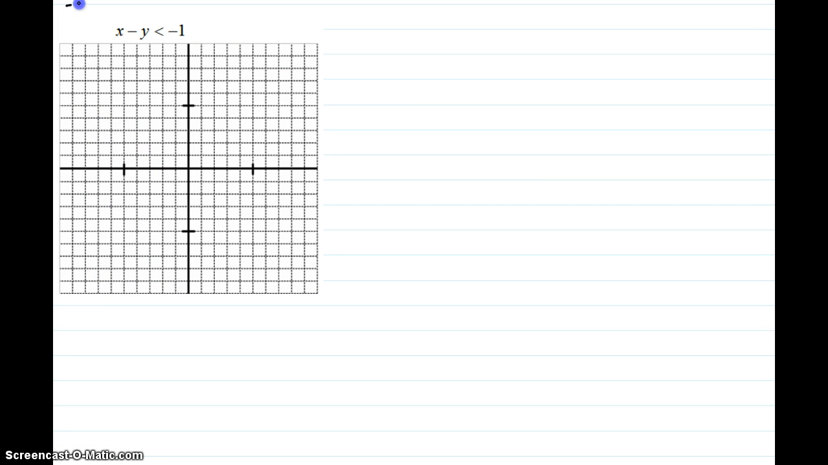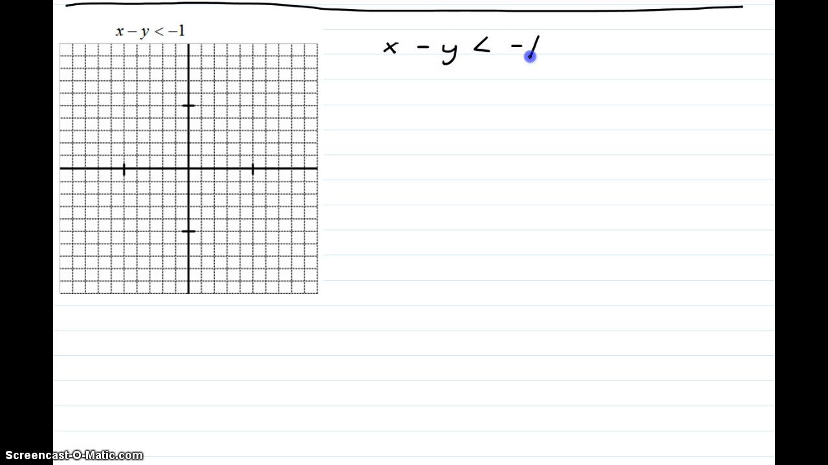Alright, let's look at our last example. And so notice that the equation is not in slope-intercept form. So our first step is to put this in slope-intercept form. And so as we move the x to the other side, we subtract the x, and we subtract the x. And so now these go away, and I get -x minus 1.